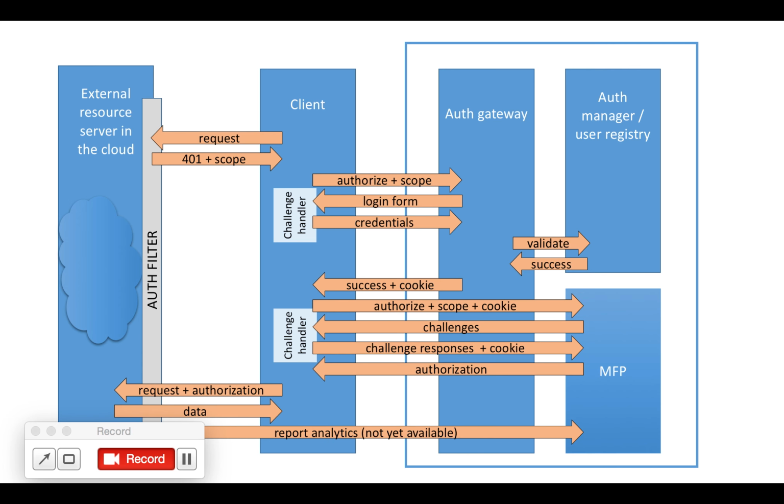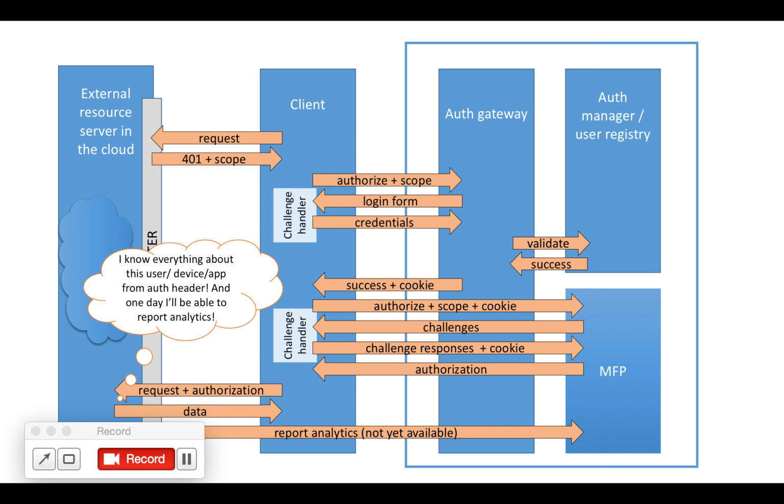Okay, so important things. Your external server sits somewhere in a cloud and has no idea what's going on inside of your enterprise. How do you authenticate users? What's the topology and infrastructure? It doesn't know anything about your enterprise, but it still knows everything about your user, about the device, and about the application from the authorization header. Okay, and one day it will be able to report analytics information.